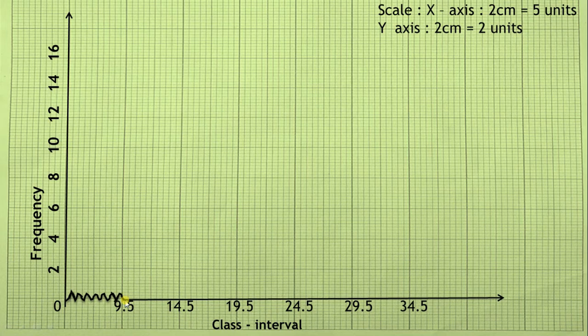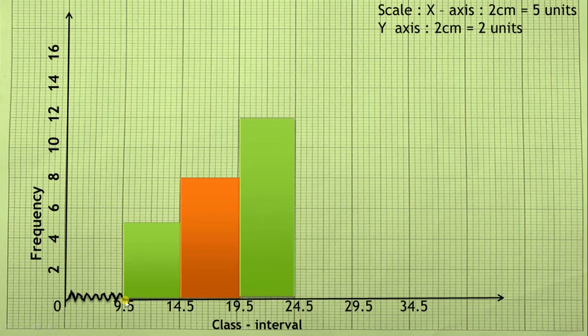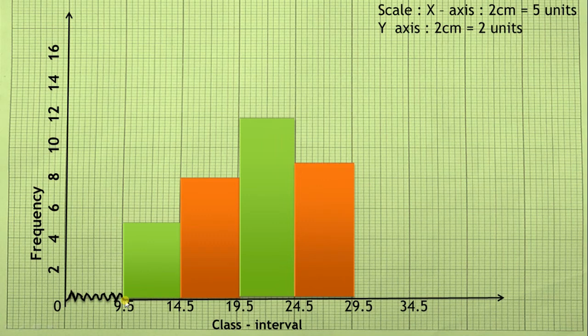Let us construct the rectangles. 9.5 to 14.5, it is 5. Next 14.5 to 19.5, it is 8. 19.5 to 24.5, it is 12. 24.5 to 29.5, it is 9. Next 29.5 to 34.5, it is 4.